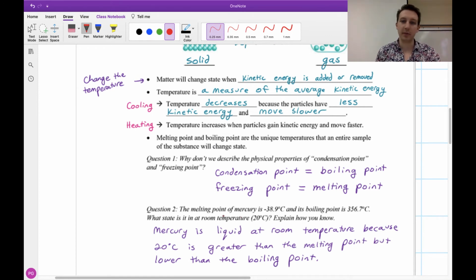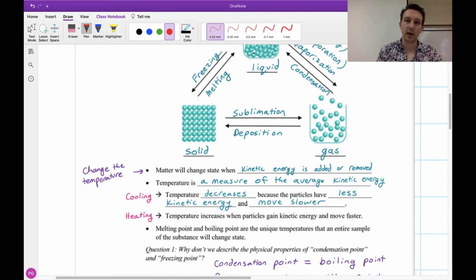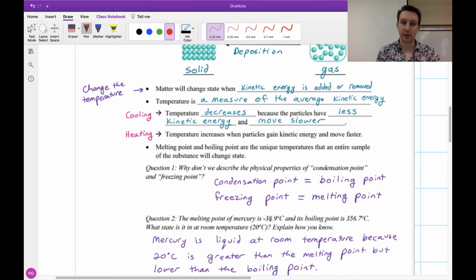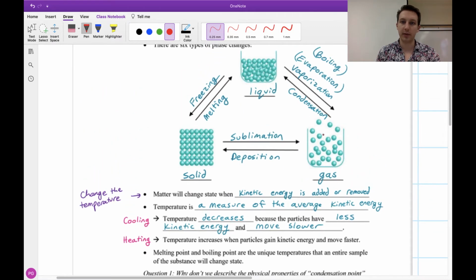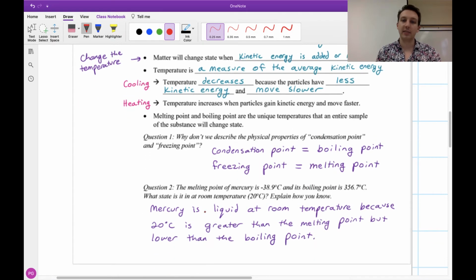Here we're told that the melting point of mercury is negative 38 and its boiling point is 356.7. So what state would it be at room temperature? Since we know that its melting point is negative 38.9 degrees Celsius, that tells us the transition from liquid to solid happens at this temperature. And the transition from liquid to gas happens at this temperature. Since we're in between, it has to be a liquid, because 20 degrees is bigger than the melting point, but lower than the boiling point. So it's melted, but it hasn't boiled yet.